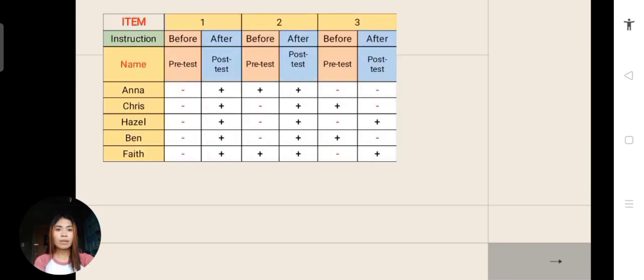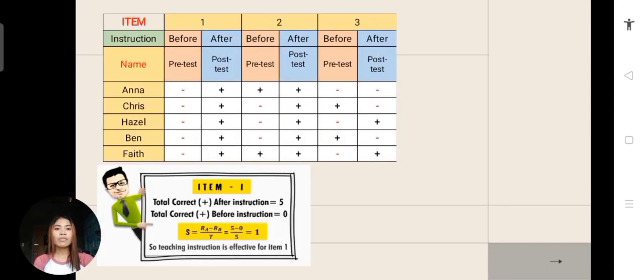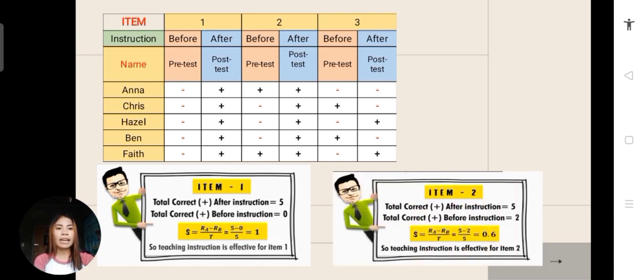In this table, in item 1, the total correct after instruction is 5 and the total correct before instruction is 0. Based on the formula S equals R sub A minus R sub B over T, we substitute those given values: 5 minus 0 over 5 equals 1. Therefore, our teaching instruction is effective for item 1. In item 2, we have 5 students who got correct answers after instruction and 2 students before instruction. Substituting those values in the formula, S equals R sub A minus R sub B over T equals 5 minus 2 over 5 equals 0.6.